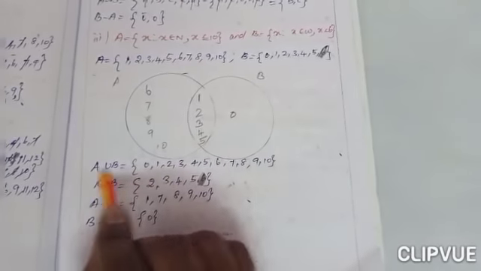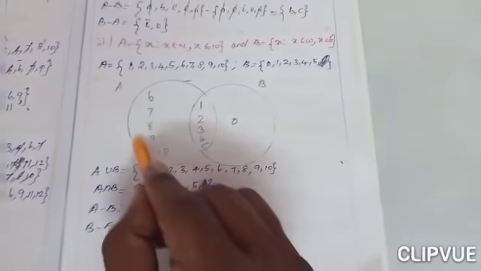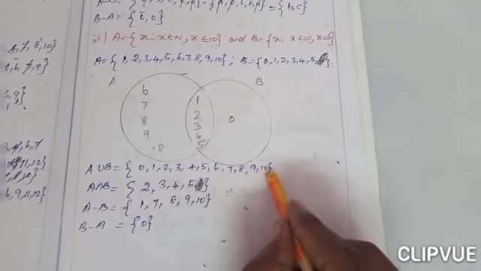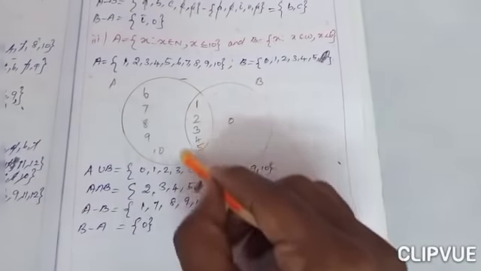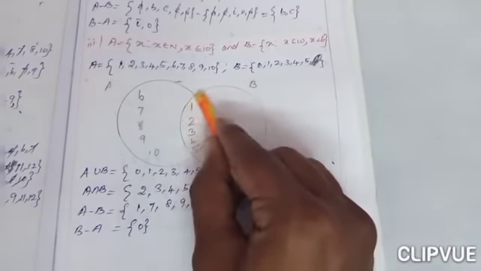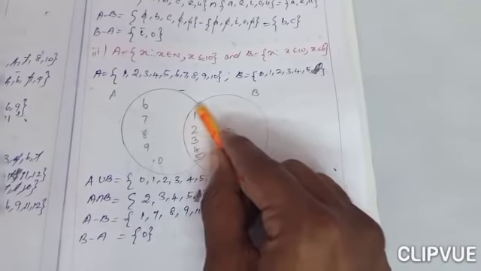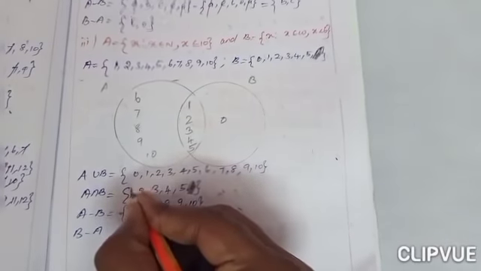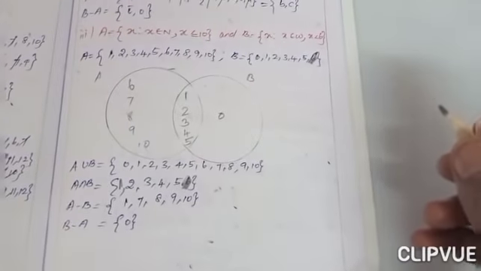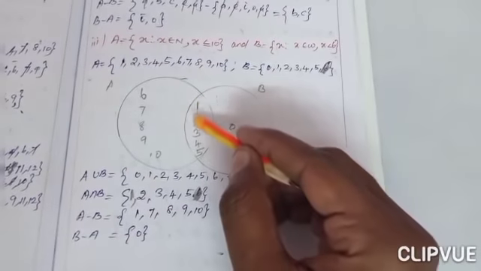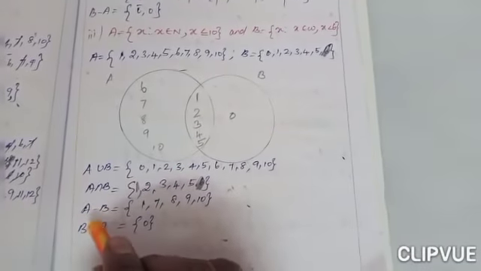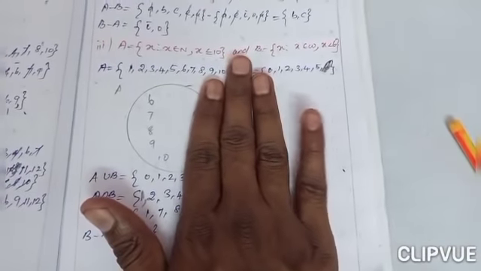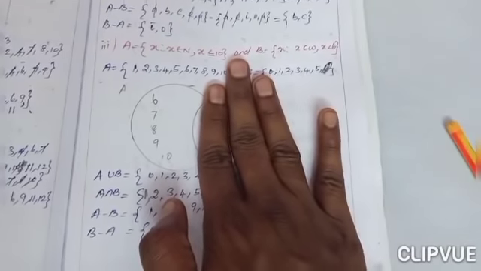First we will write A union B. Take all the elements in the two circles: 0, 1, 2, 3, 4, 5, 6, 7, 8, 9 and 10. A intersection B: write the intersection part, where the two circles are intersecting. That means 1, 2, 3, 4, 5. What are the numbers in the two sets? 1, 2, 3, 4, 5. Next, A difference B, very simple. Hide the circle B. What are the elements we are seeing?